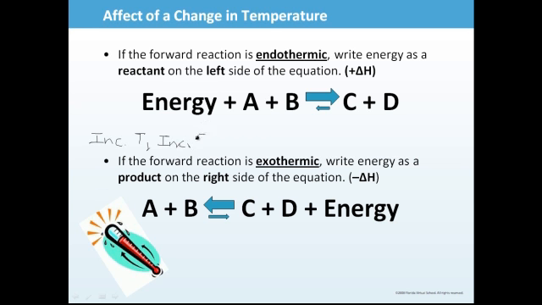So if I use this first one as my example, if I am increasing the energy, again, that means it's going to shift away because it has to get rid of some of that energy to get back to a state of equilibrium. So if it's endothermic and I increase energy, it would shift to the right. If it's exothermic and I increase energy, then it's going to shift to the left. Okay, so it's very important to know, am I dealing with an exothermic reaction or endothermic reaction, because that determines which direction it's going to shift.